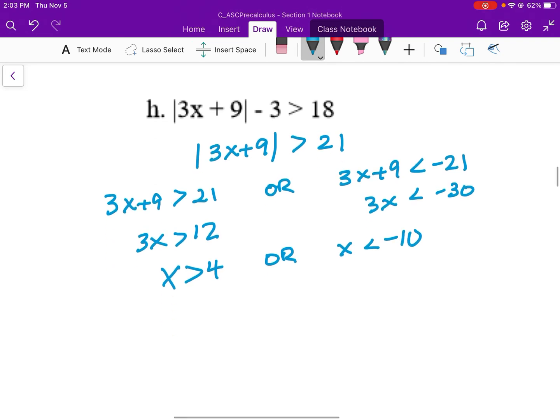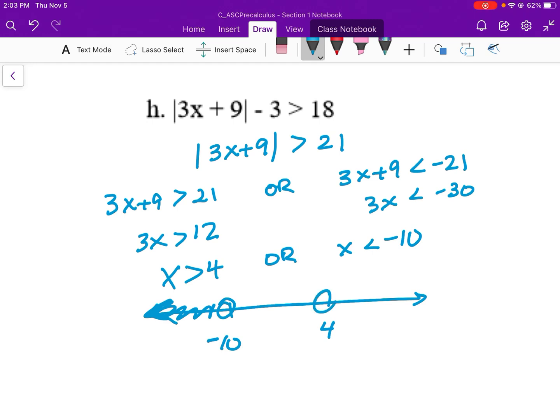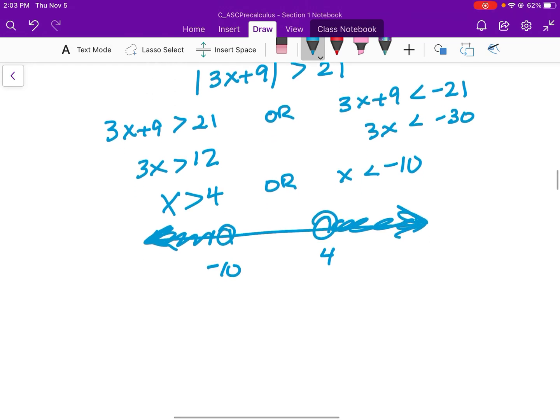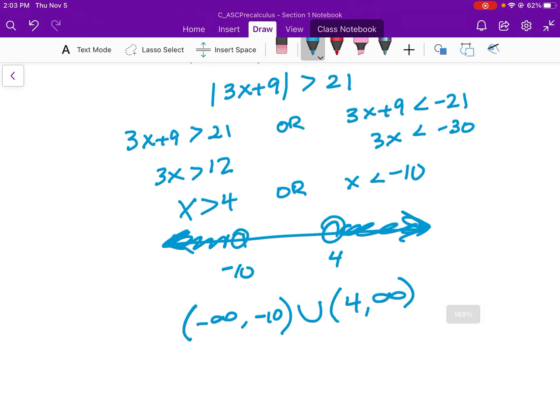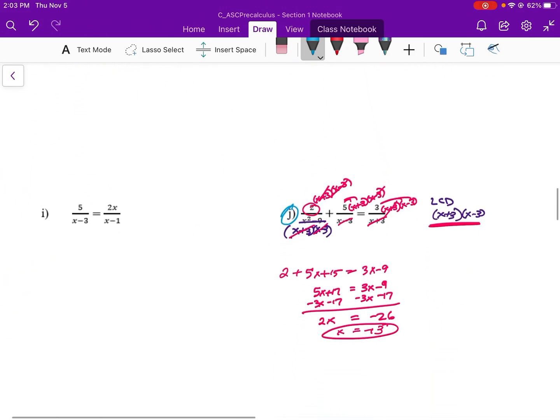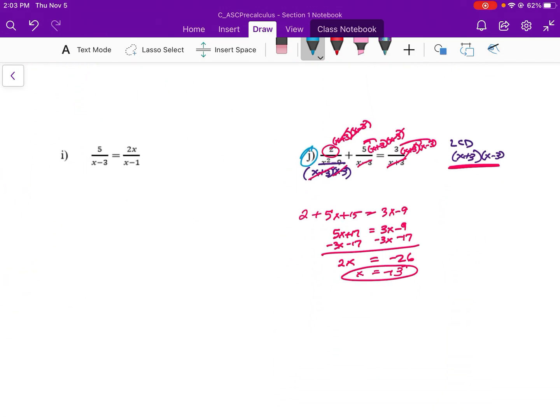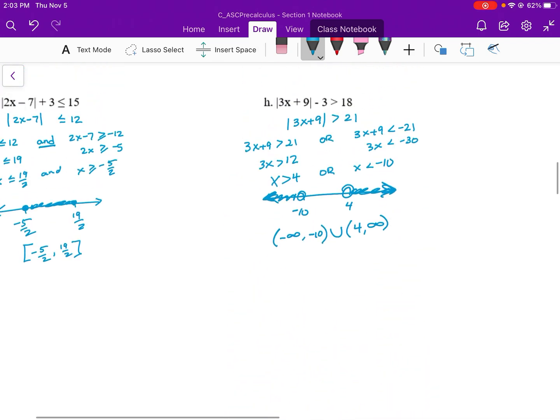Okay, so then if I were to graph this, I would have a -10, open circle, everything to the left. I would have a 4, open circle, everything to the right. And remember, these are not very neat and tidy. So this is -infinity to -10, round because it's open, or 4 to positive infinity. Okay?